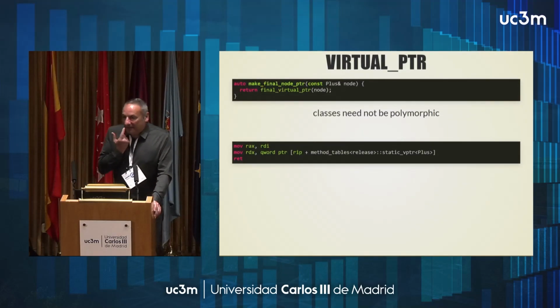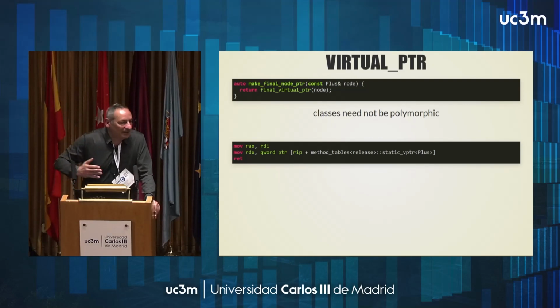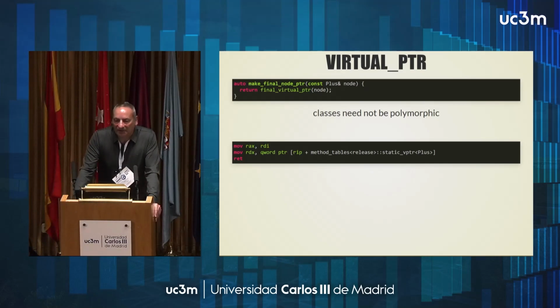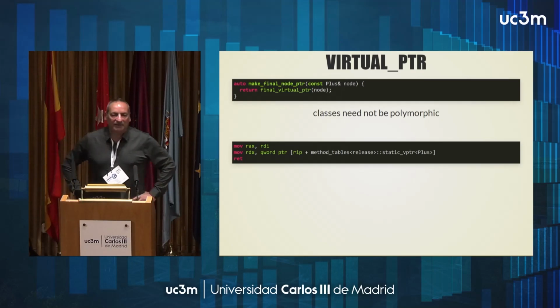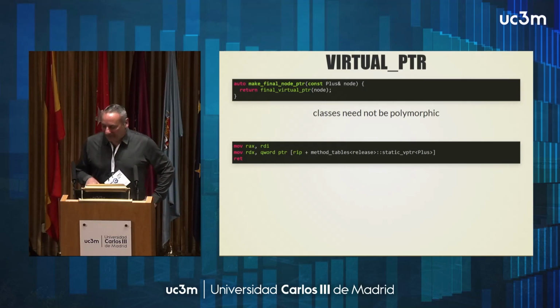And if you know for sure that the dynamic type of an object is the same as the static type, well, a typical situation would be you create it, right? You create a plus by newing it or creating it on the stack, then you are certain that it's a plus and not some subclass. In that case, you can use final virtual PTR. So final virtual PTR will trust you, and it will simply load the vtable pointer part of the fat pointer, well, directly from a static variable, right? Questions on this? Because now we have some time.